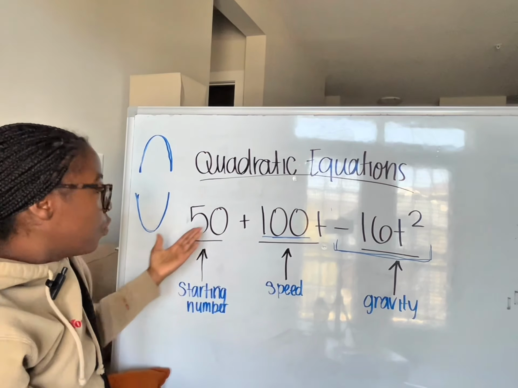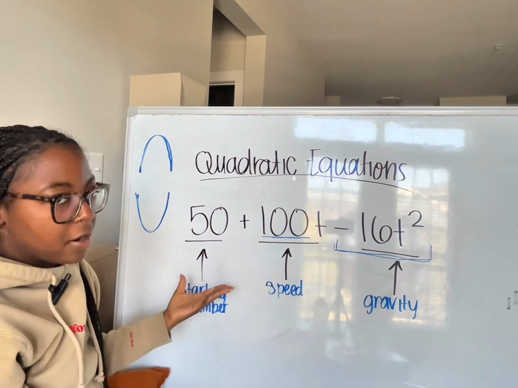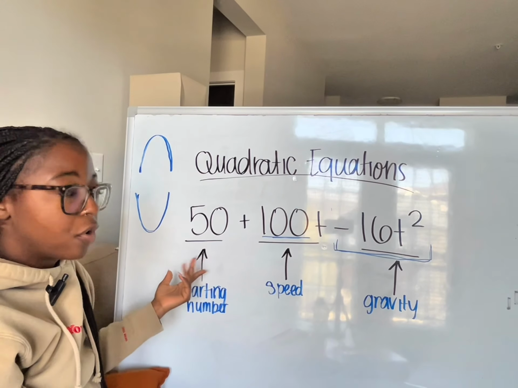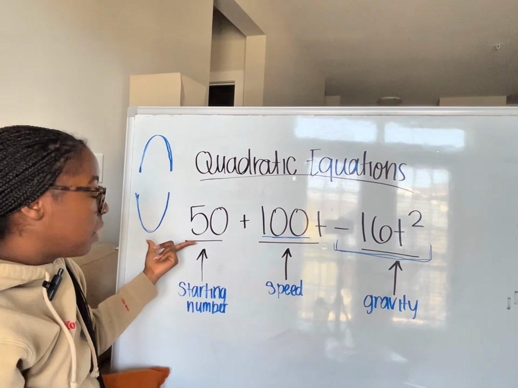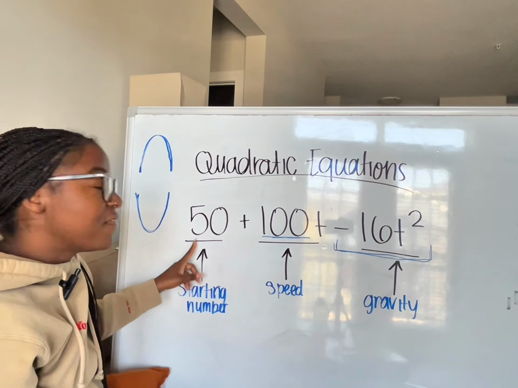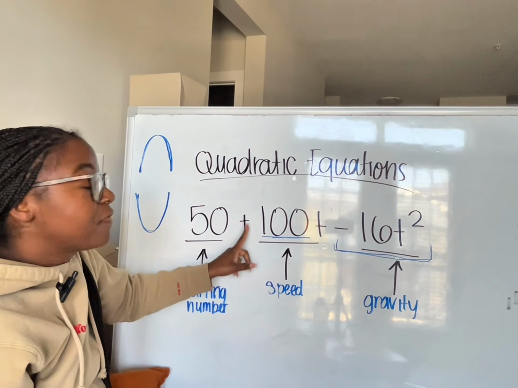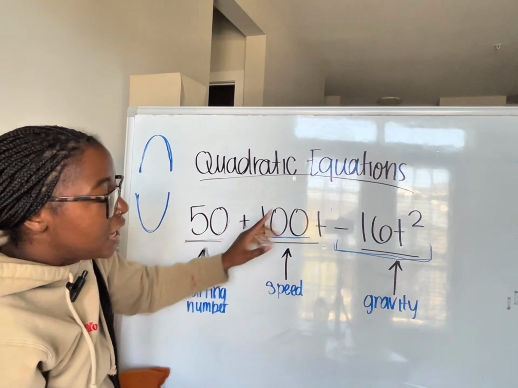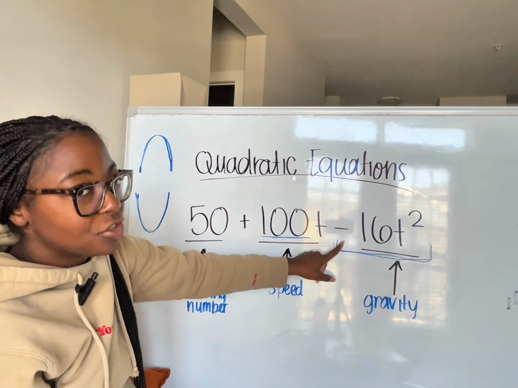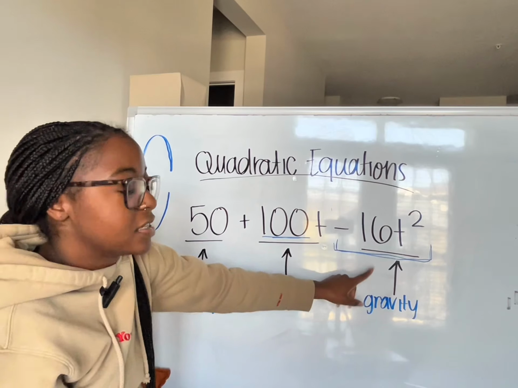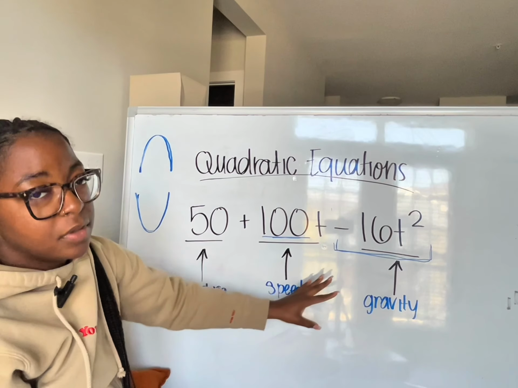So let's say we're starting at 50 feet in the air. Why? I don't know. Maybe we're on a platform. We're starting at 50 feet in the air. We're throwing the ball up 100 feet per second or whatever. And when it comes down, it's going to drop 16 feet, and that's my gravity, whatever.